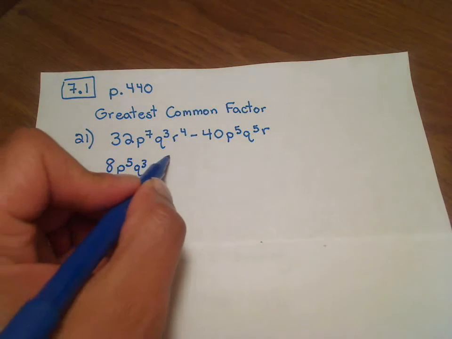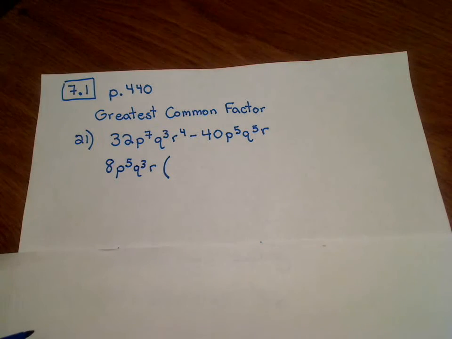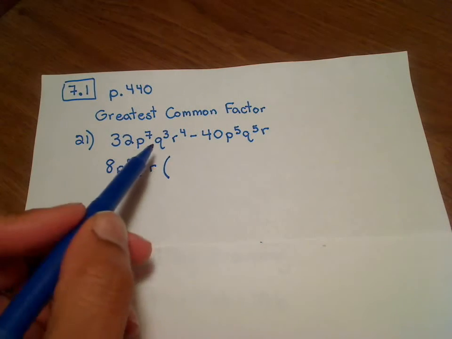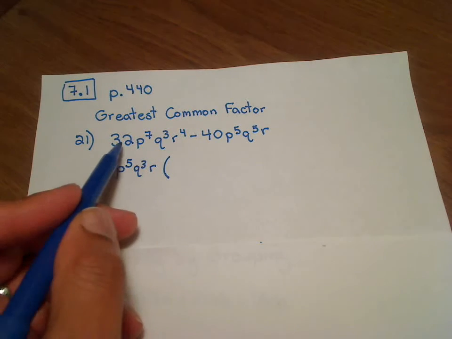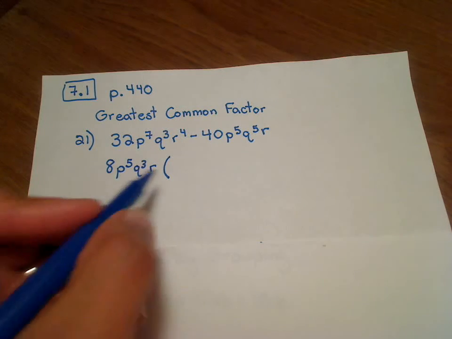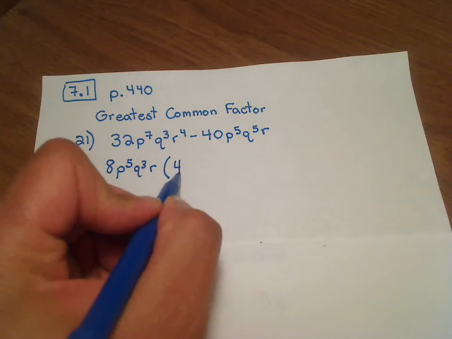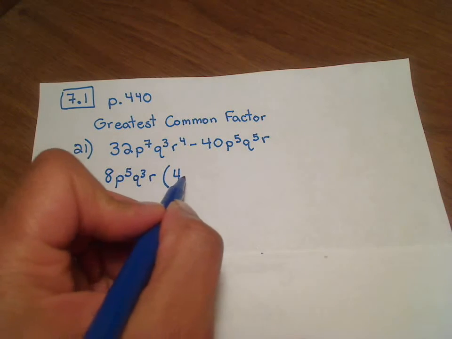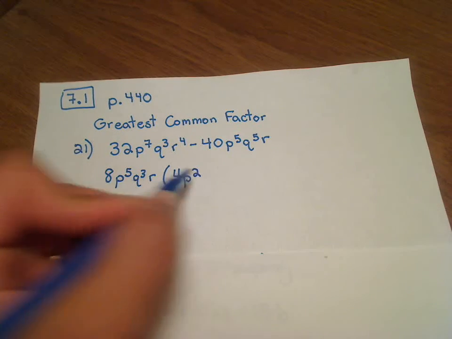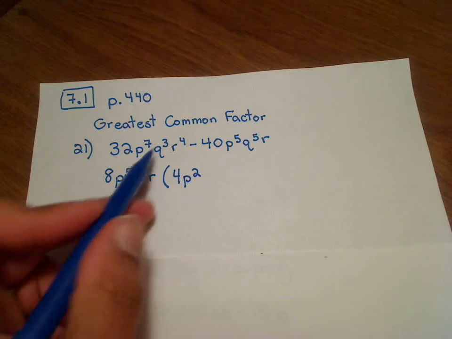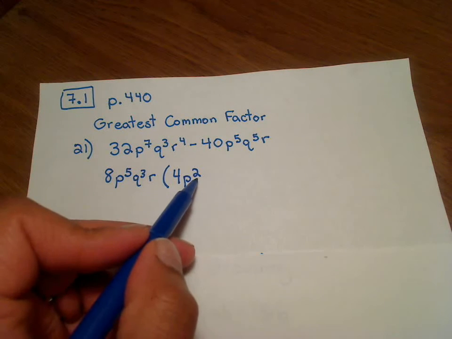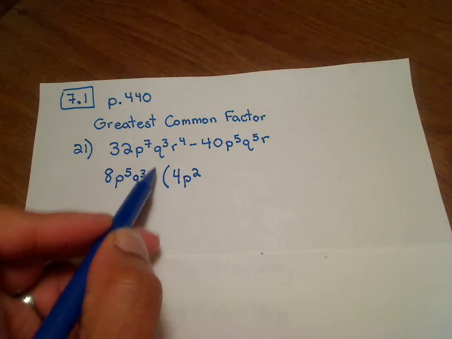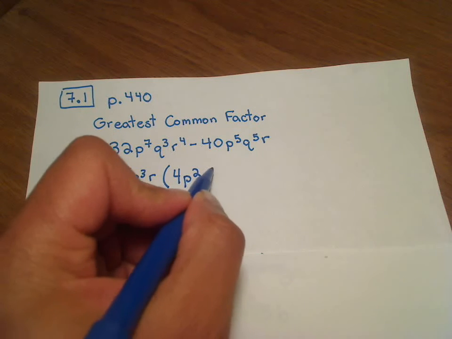So that's going to go on the outside of my parentheses. Inside is going to be what's left. On this term here, we factored out an 8, so we're left with 4. We factored out p to the 5th, so we're left with p to the 2nd. We're going to subtract it. We factored out q to the 3rd, so there's not going to be anything there. And then we factored out an r, so we're left with r to the 3rd.